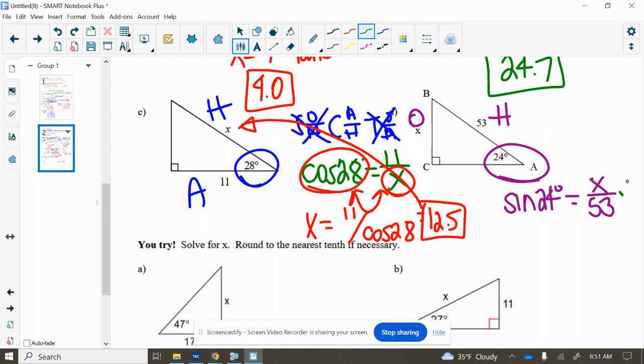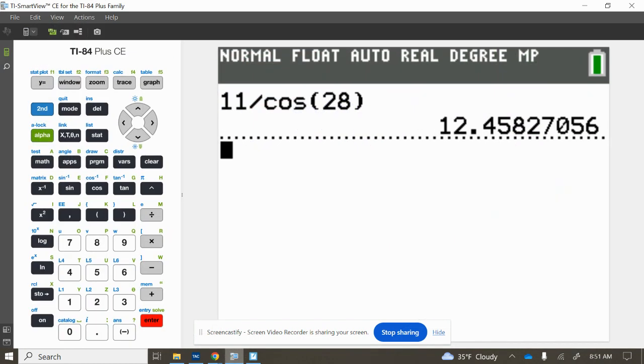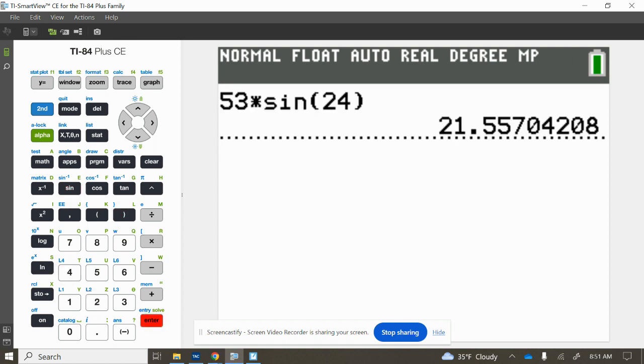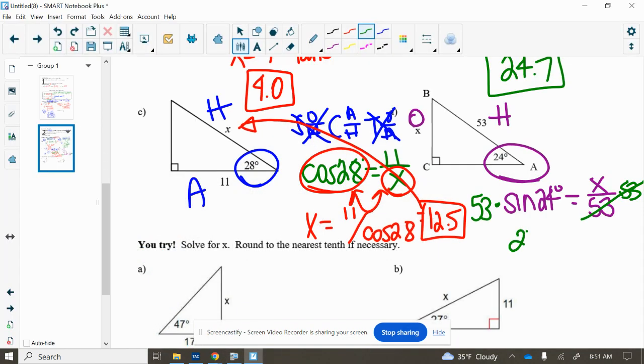To solve for x, I'm going to multiply both sides by 53. So when we multiply 53 times the sine of 24 degrees, we get about 21.6 as our final answer. And again, that would be our missing side length right there.